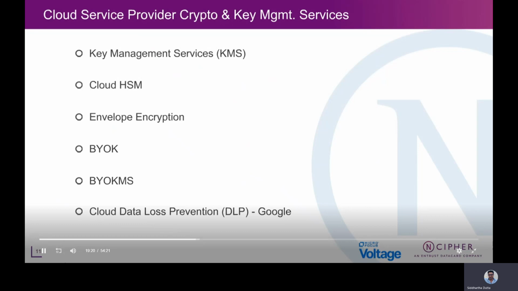We're going to talk a little bit about envelope encryption in the following slide, and then we'll look into some of the other capabilities that cloud services providers are offering, like bring your own key, bring your own KMS, and we'll touch a little upon Google's new service, which is called BYOK. So let's move on to the next slide.